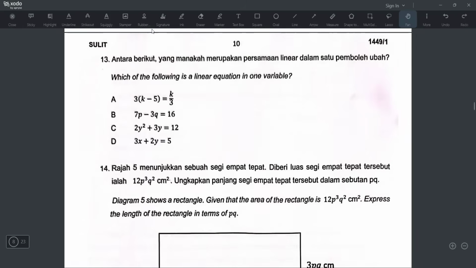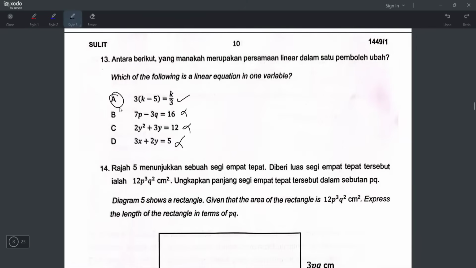Okay, number 13. Which of the following is a linear equation in one variable? A, yes. B, no, two variables. C, quadratic. D, two variables. Yeah, A is the answer. Okay, let me explain a bit.